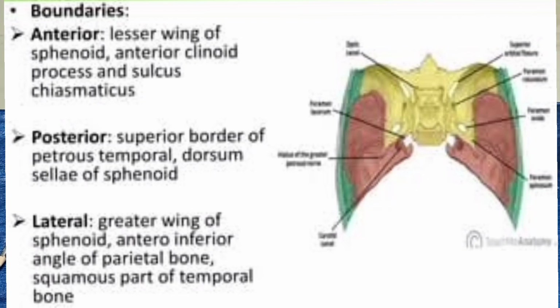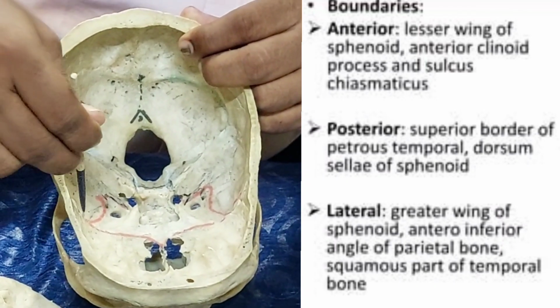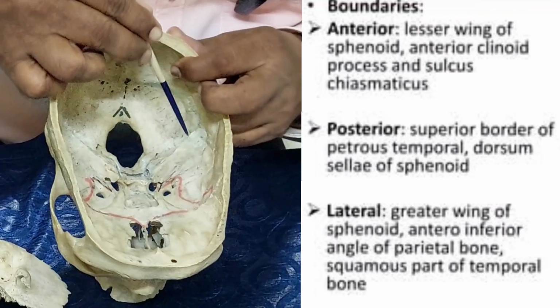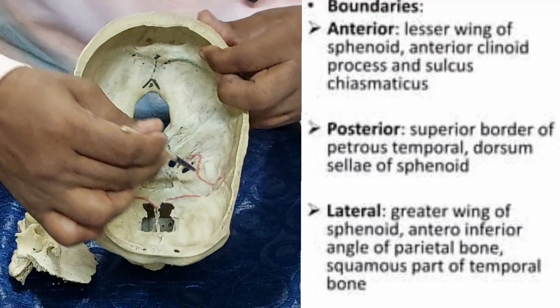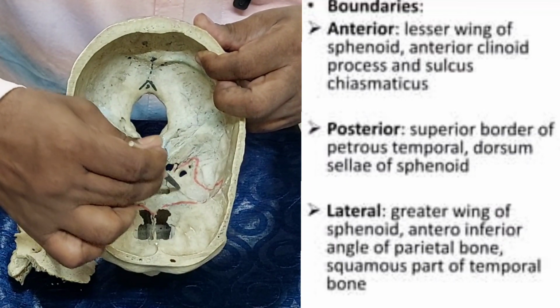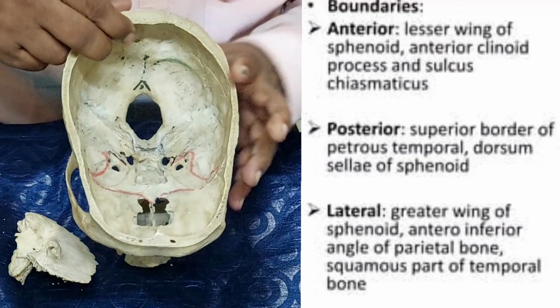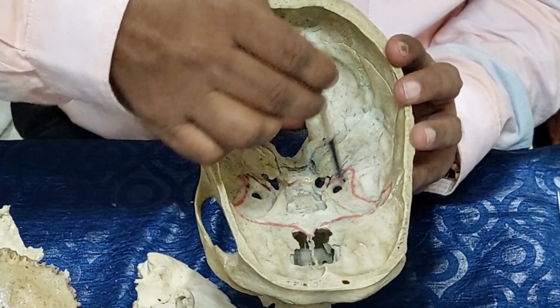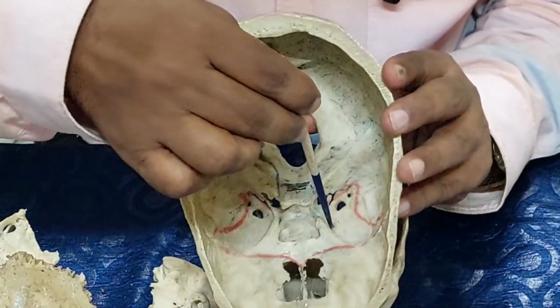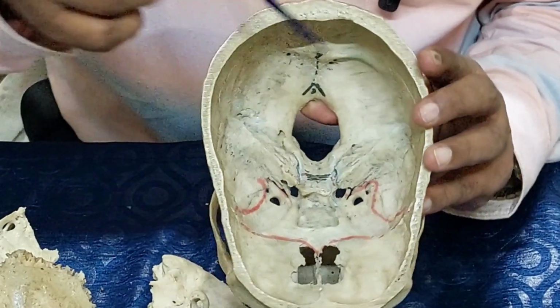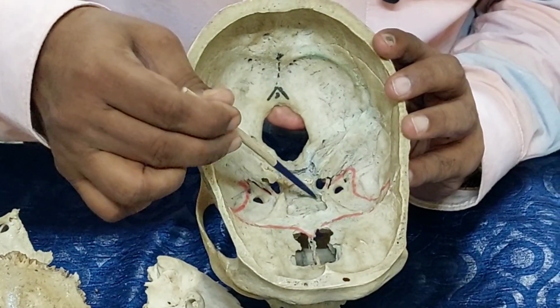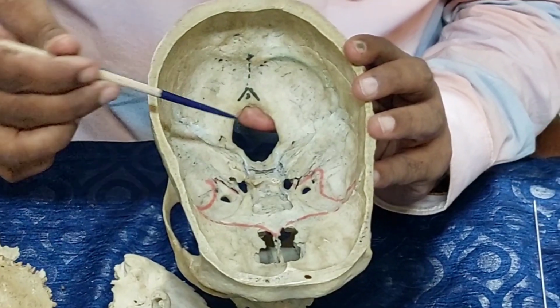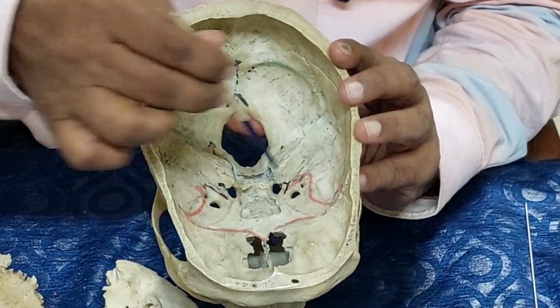Then what are the boundaries of this fossa? Laterally by the squamous part of temporal bone, this one, and posteriorly by the superior border of the petrous part of temporal bone, and anteriorly the posterior border of the lesser wing of the sphenoid. So in this lateral part of the middle cranial fossa, there are many fissures and foramina. And in the central part, on the superior surface of the body of the sphenoid, there are some important anatomical features. Let us discuss the central part, followed by the lateral parts.